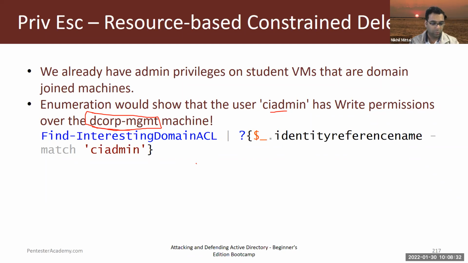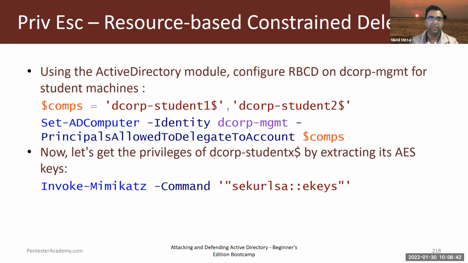And what would be the user or account that we would configure to have RBCD, resource-based constrained delegation on dcorp MGMT? It would be our student VM or any other VM where we have admin access. You can use whatever you want, or even you can join a new machine to the domain. That is, create a computer object if you require that or if you want that.